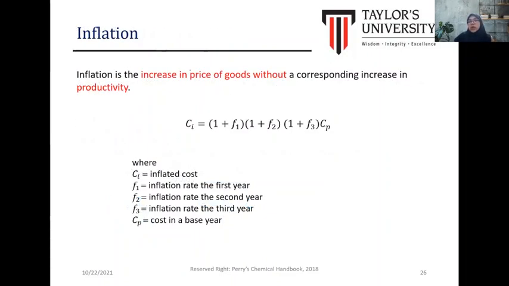Okay, the cost is based on the inflation, or the increase in price of goods without a corresponding increase in productivity. So you may determine the inflated cost using this formula. It is based on the year 1 inflation rate, year 2, year 3, and also based on the base year. The base year means the reference year that you refer to.